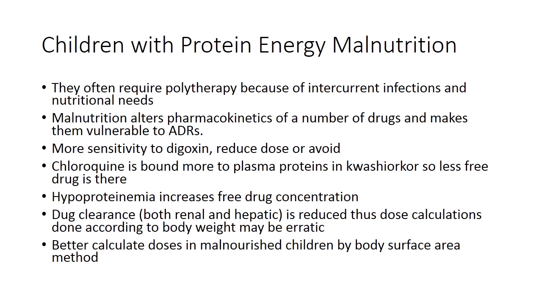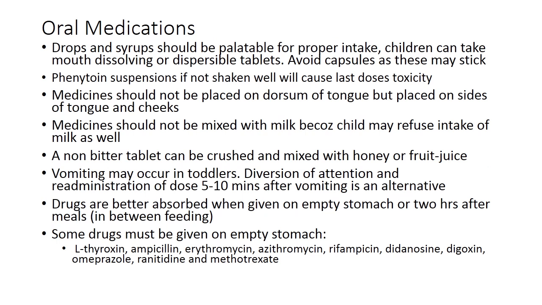Drug clearance is reduced, thus dose calculation needs to be done according to body weight, but lean body mass may be taken on an average. Dose calculation as per actual body weight in a malnourished child may be erratic. Better calculate doses in a malnourished child by the body surface area method.